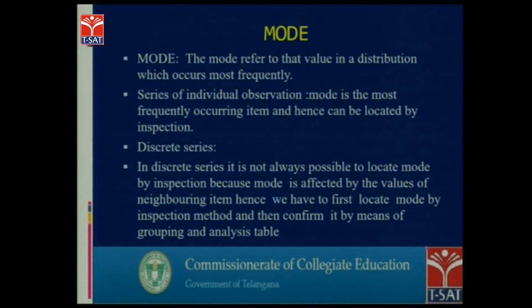For example, we'll take a series of 5 values, that is 1, 2, 3, 3, 4. In this series, 3 is the most repeated value, that is, it is repeated 2 times compared to 1, 2 and 4. So we'll consider 3 as the mode. In that way, we'll calculate mode in individual series.